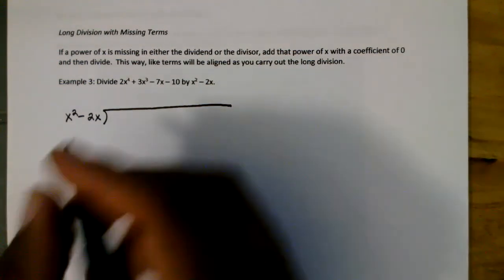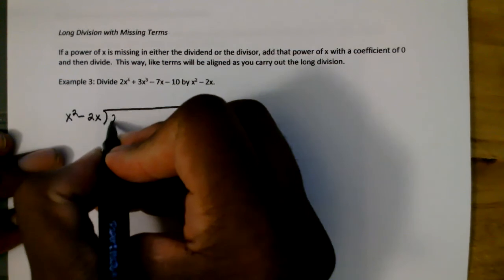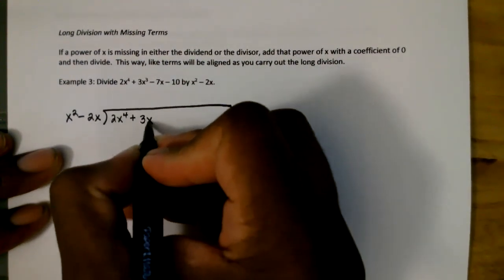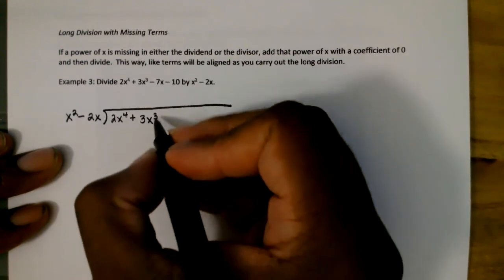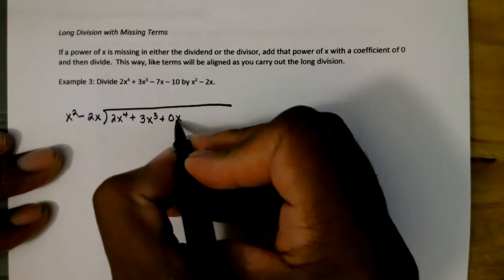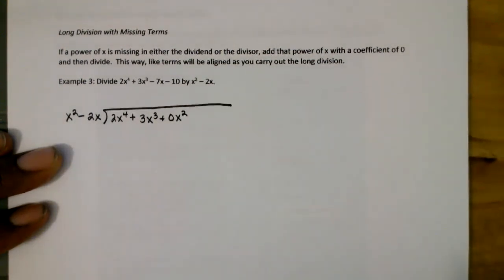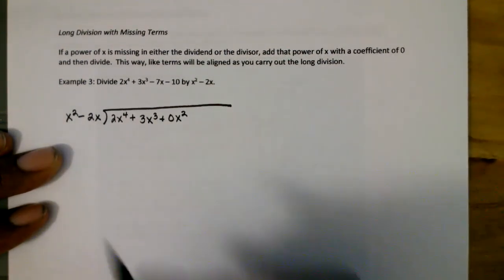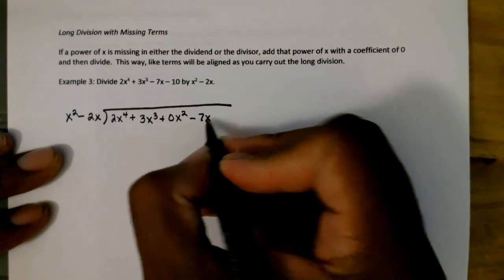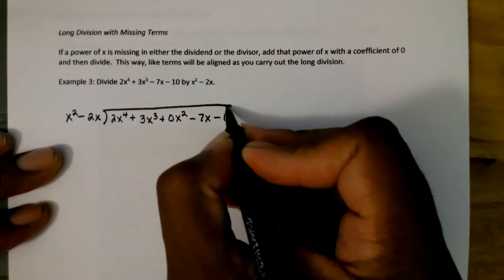So the way we're going to write this dividend would be this. We got 2x to the 4th plus the 3x cubed. We're missing the x squared term. So we have to add or compensate that with 0x squared. And then minus 7x minus 10.